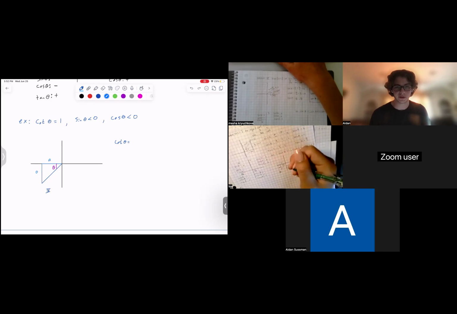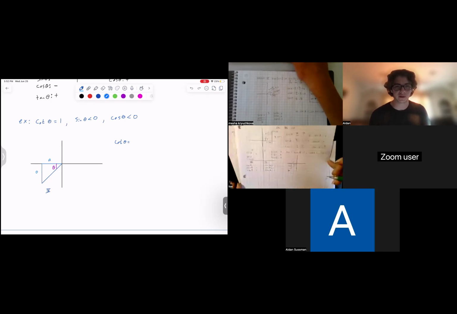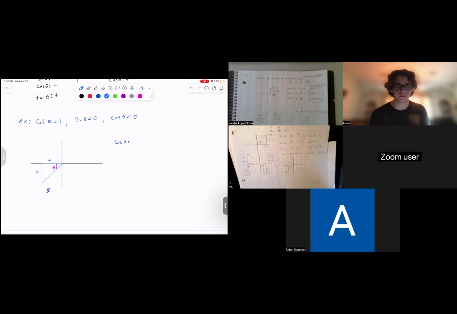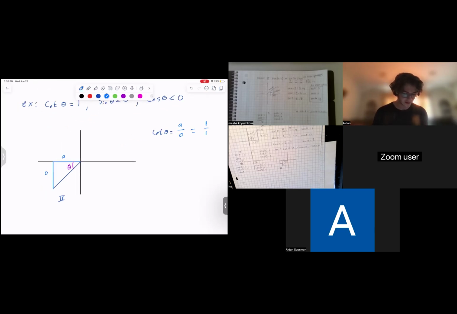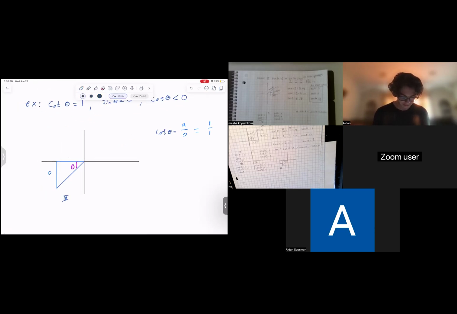Let's do Helena. Can you tell me what does cotangent tell us? Does it tell us the adjacent over opposite? Yeah, it tells us the adjacent over the opposite. And in this case, we're told that that's just 1. And 1 is the same thing as 1 divided by 1. So what does that tell us about the adjacent and the opposite side? What are they equal to? 1. Yeah, they're both just 1. So this must be 1 and this must be 1.